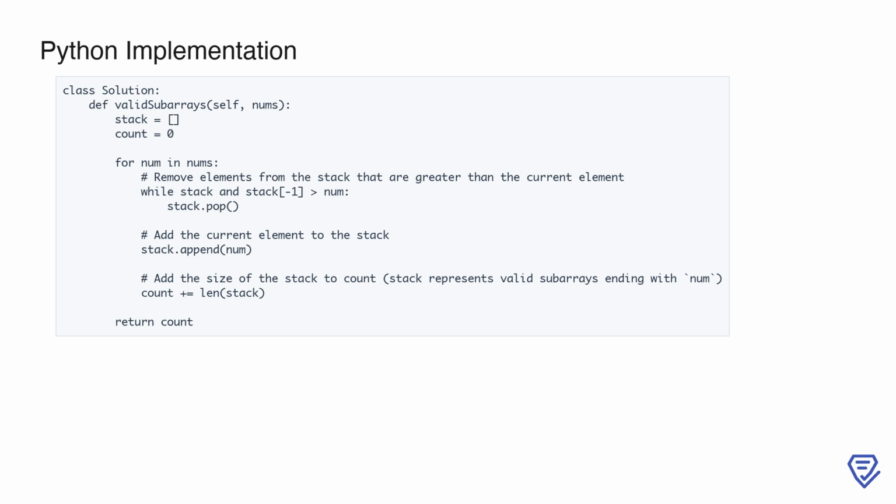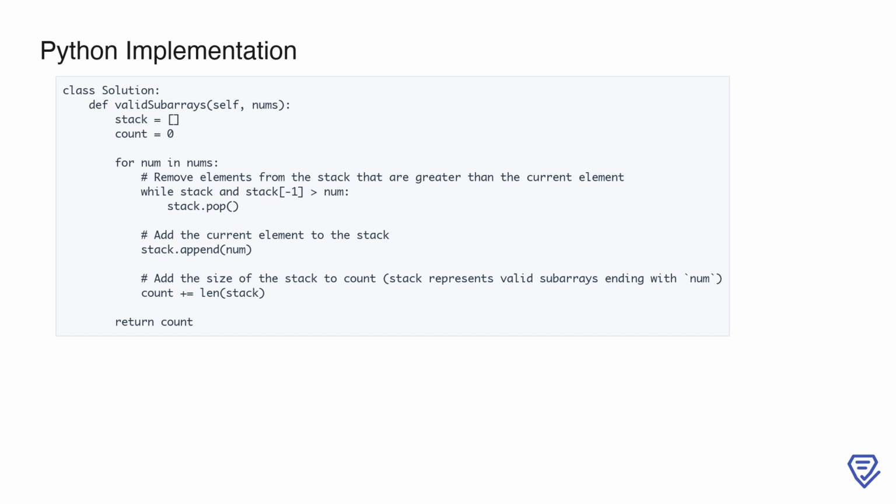1. Initialization. The stack is used to store elements of the current valid subarray, and count keeps track of the total number of valid subarrays. 2. Iterate through nums, for each element num in the array. Remove elements from the stack with pop that are greater than num. This ensures that the stack only contains elements satisfying the non-decreasing order property. Append the current element num to the stack. Add len(stack) to count. This step calculates the number of valid subarrays that end with num. The size of the stack represents the count of valid subarrays ending at the current index.